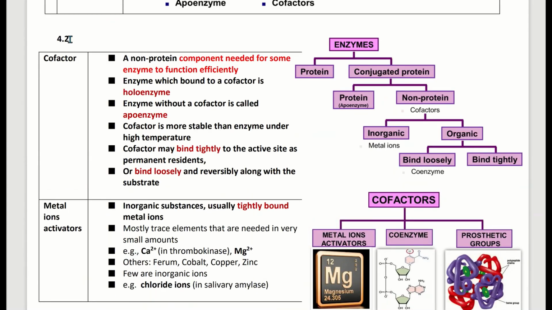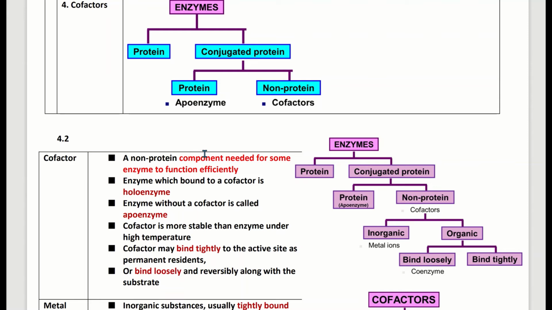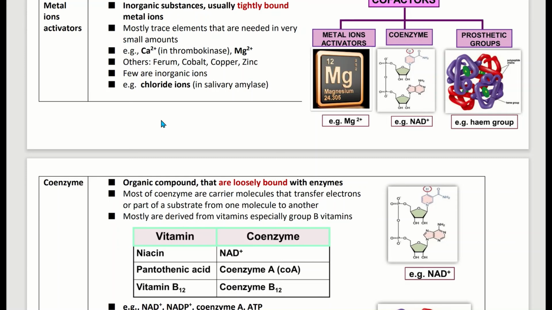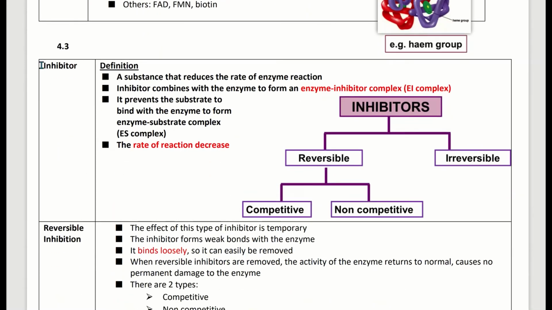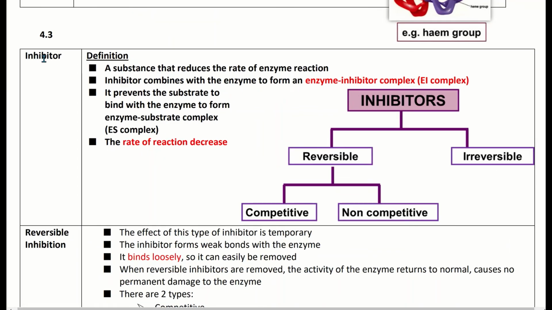Okay, so ini cofactor, dia membantu a non-protein compound needed for some enzyme to function efficiently. Dia diperlukan oleh some enzyme to function efficiently. Tu cofactor. Sekarang kita nak tengok inhibitor. Inhibit, perkataan inhibit ni dah tahu dah, dia penghalang. Inhibit dalam bahasa Melayu dia. Okay, so apa maksud inhibitor? A substance that reduce the rate of enzyme reaction. So dia mengurangkan rate of enzyme punya reaction.